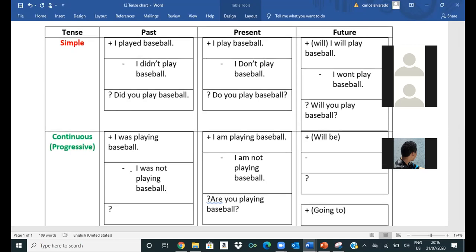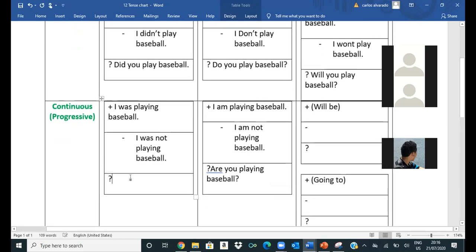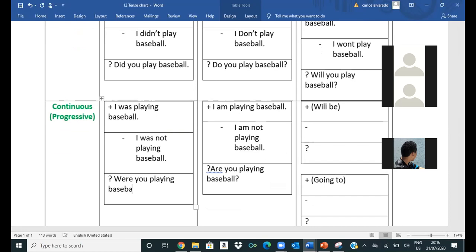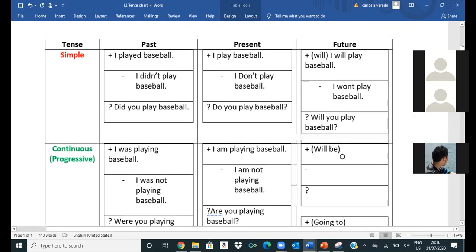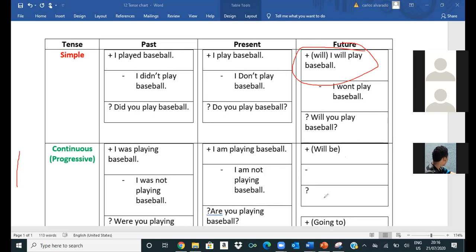Right? And question? I have to use, if I'm talking to another person, were you. Were you playing baseball? Okay? Question. Now, aquí viene lo que hicimos ayer. Right? De la sección 5. Estudiamos will, okay, and estudiamos, ya lo van a ver aquí abajo, pero es going to, okay.